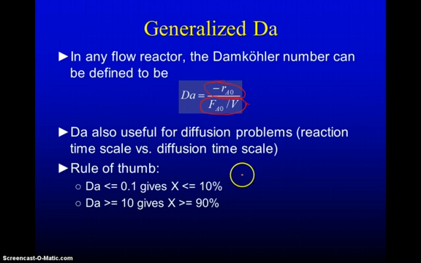And as a rule of thumb, a small Damköhler number on the order of 0.1 will give a small conversion on the order of 10%, whereas a large Damköhler number, and if we're thinking about orders of magnitude, on the order of 10 or more, is going to give a high conversion, so on the order of 90% or more. Of course, there are always exceptions to these rules, and maybe that's not an exact quantitative prediction, but that's the right order of magnitude.